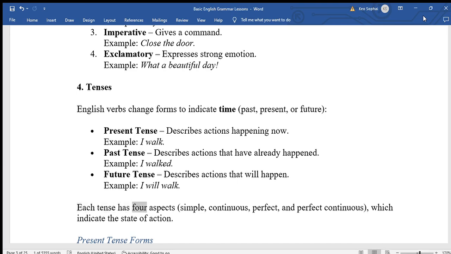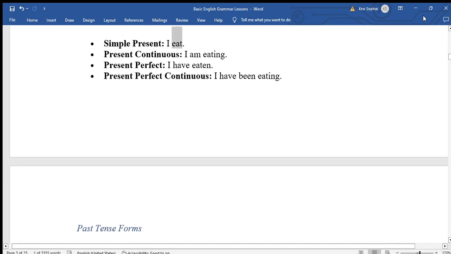Each tense has four aspects: simple, continuous, perfect, and perfect continuous, which indicate the state of action. Present tense forms: simple present, I eat. Present continuous, I am eating. Present perfect, I have eaten. Present perfect continuous, I have been eating.